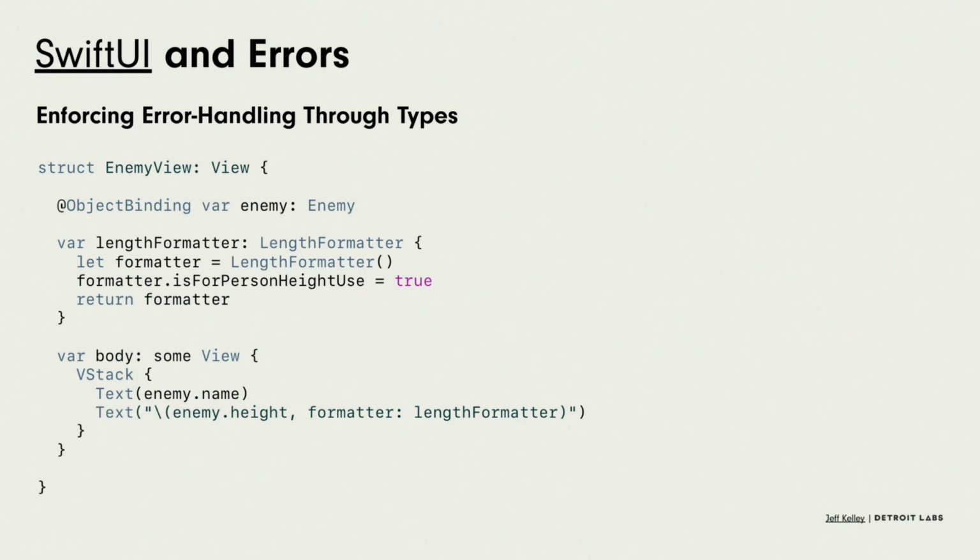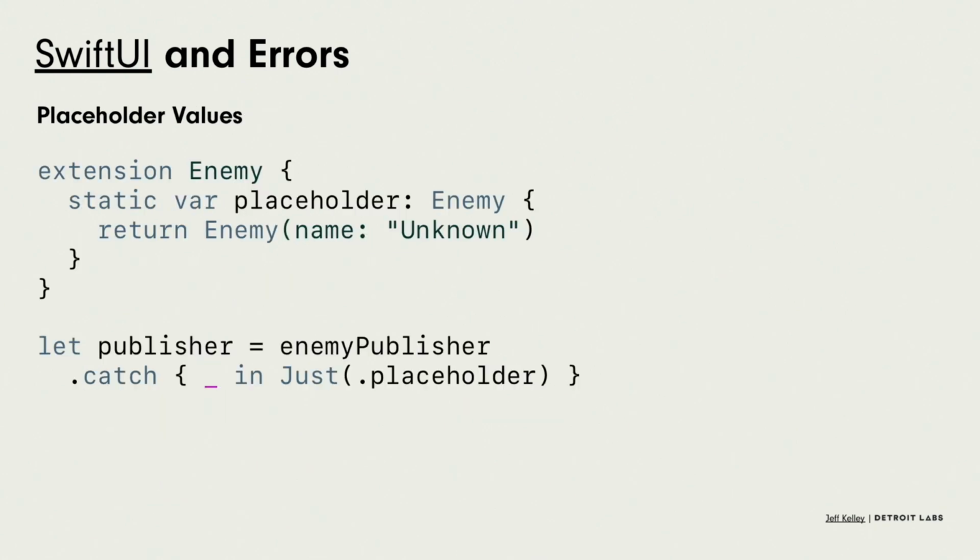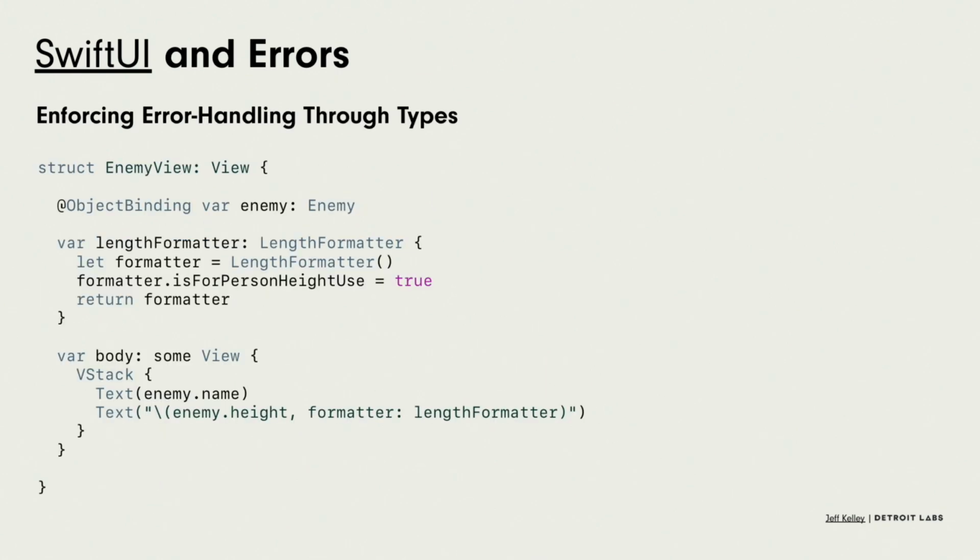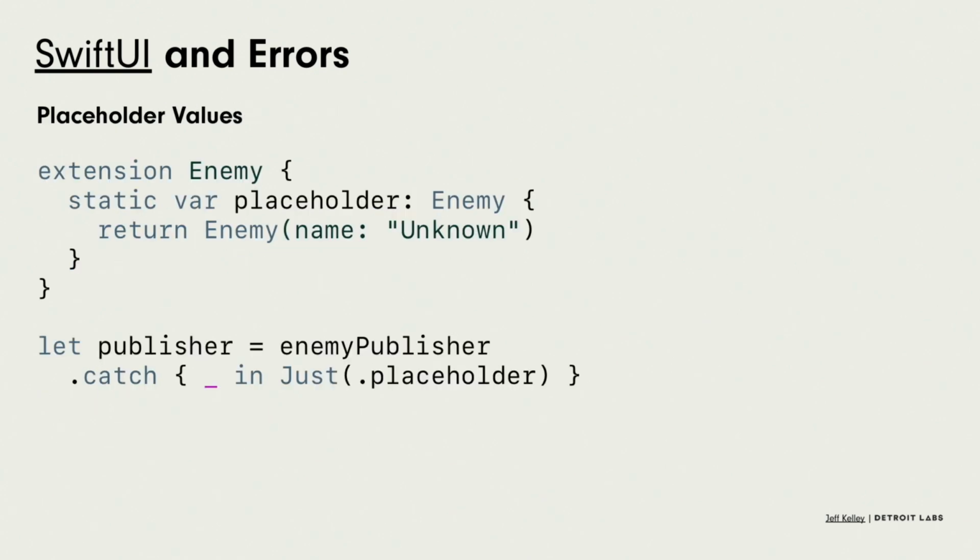So if we wanted to put those things together, if we wanted to get a URLSession publisher and put it into our SwiftUI, we have to do something, right? Because the failure type wasn't Never. There's a couple things you can do. One thing I like to do is have a placeholder value. A placeholder value is something that represents a basic object that's not loaded yet. So here we just have an unknown for the name.